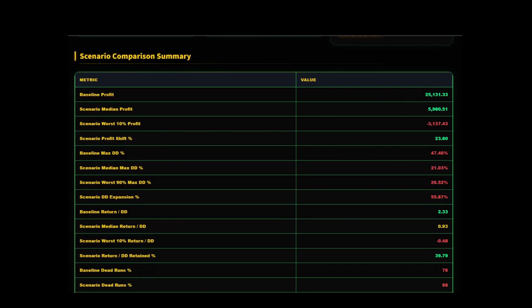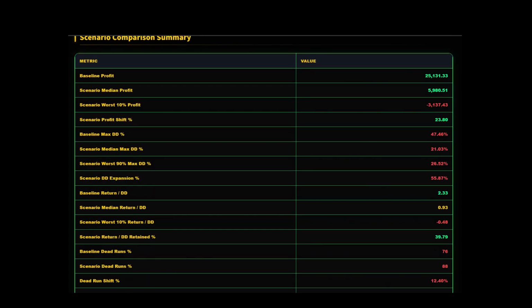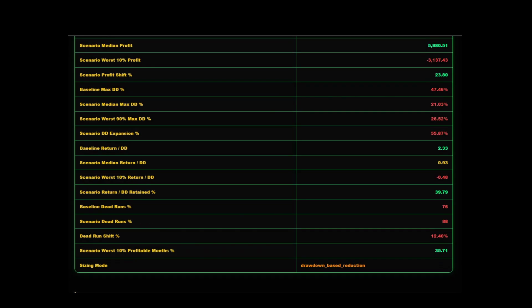Finally, we reach the scenario comparison summary. This table compares the original baseline against the scenario-stressed version. It shows baseline profit versus scenario median profit, worst 10% profit, profit shift, drawdown behavior, return over drawdown, dead runs, monthly survivability, and sizing mode. So this part of the report answers one simple question. How much does the portfolio weaken when the market path becomes more hostile?